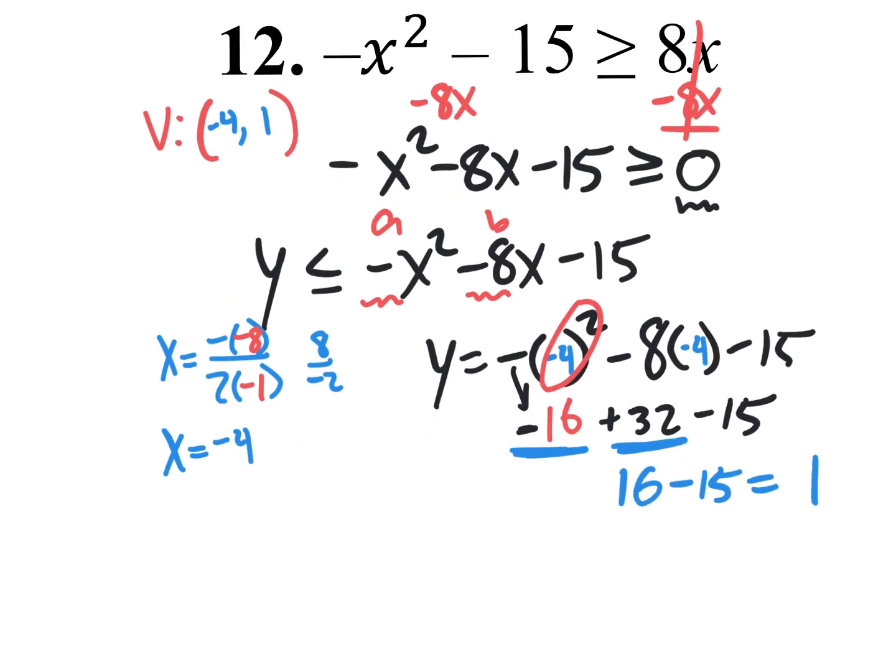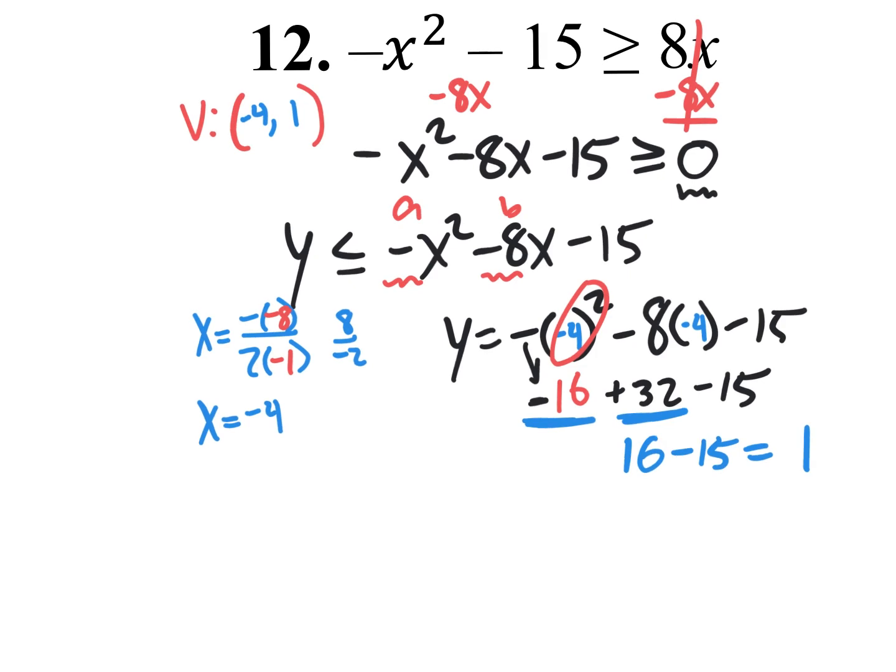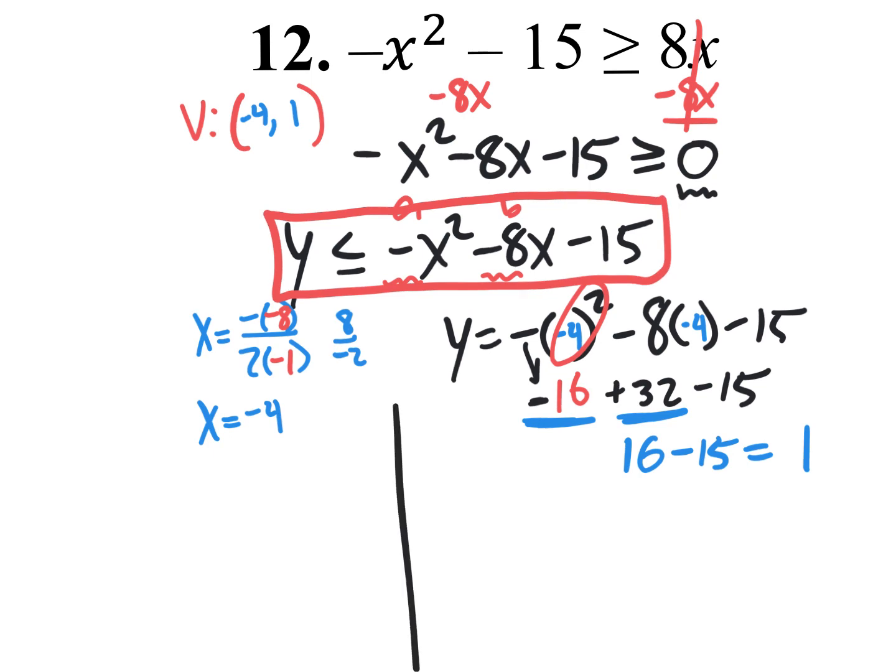So let's graph this thing. And again, we're using this new modified one that looks nicer. Flip it, it goes down. So the vertex is at negative 4, 1. Here's my vertex. And the a value is negative 1, which means it's opening down, right? With the pattern 1, 1, 2, 4, 3, 9.